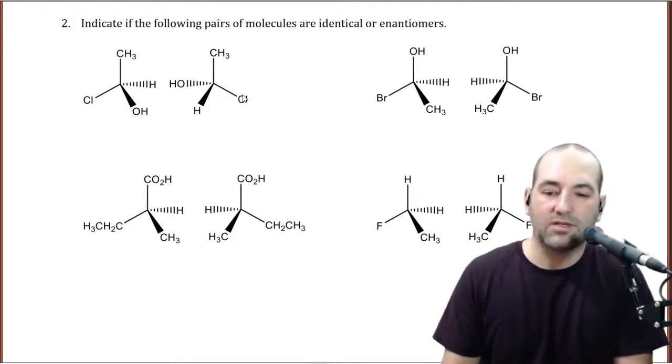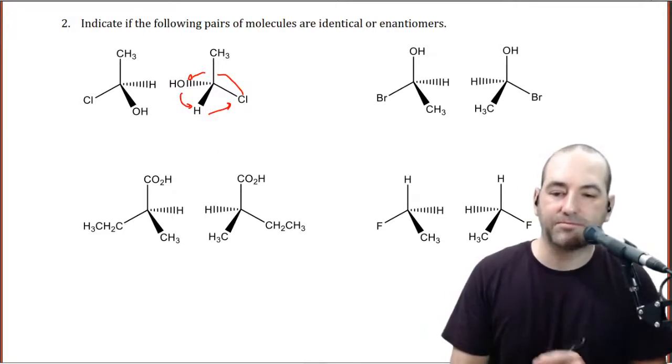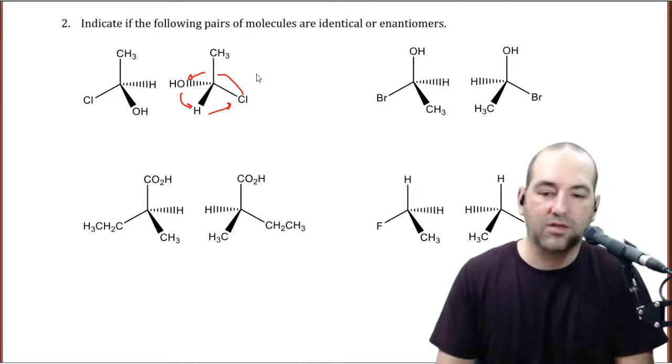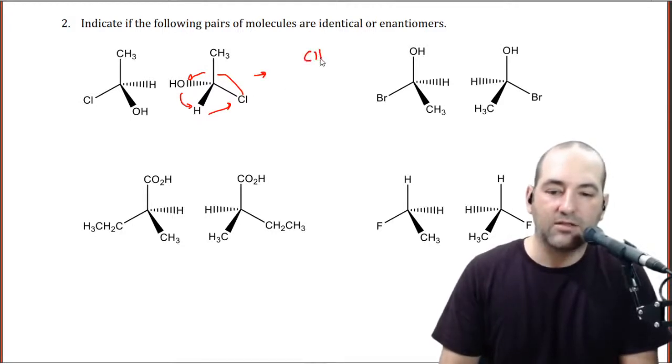So I'm going to move the Cl around this way. I'm going to rotate everything around by a couple spots here. And let's draw the result of that. If I take this one on the right, I'm going to rotate this around so that the CH3 is still on the top and the Cl is over on the left.